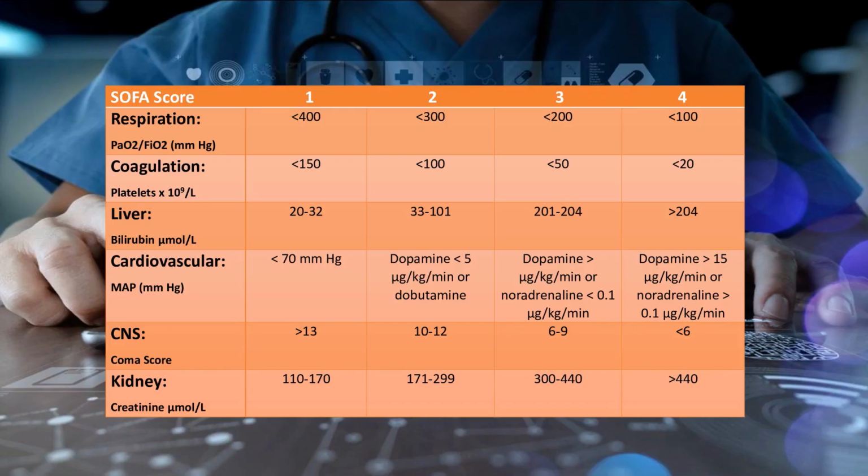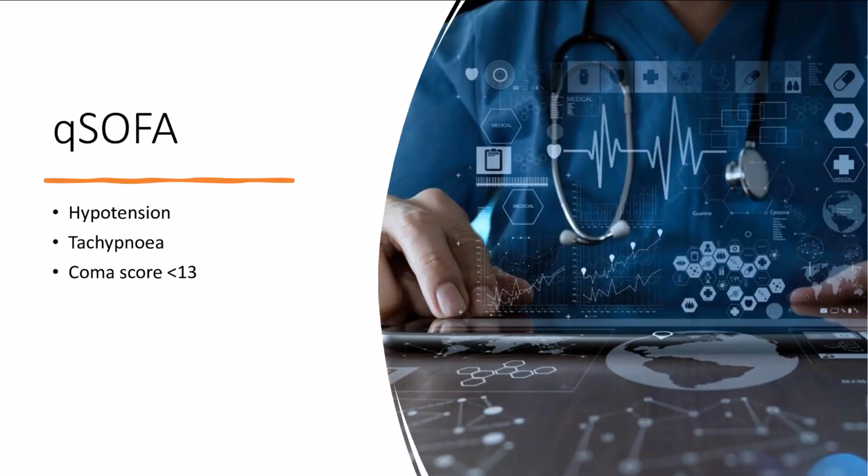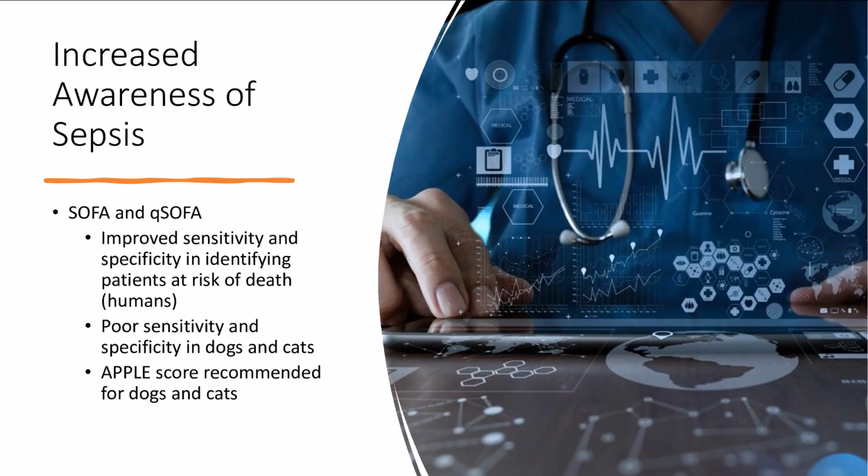In fact, there was a study that found that the use of the SOFA score, and then there's a quick version called the Quick SOFA or Q-SOFA that just basically defines you as having severe systemic illness if you're hypotensive, tachycardic, and with a Glasgow Coma score of less than 13. In people, they found that the use of SOFA and Q-SOFA improved the sensitivity and specificity of identifying patients at risk of death. So this works really well in people.